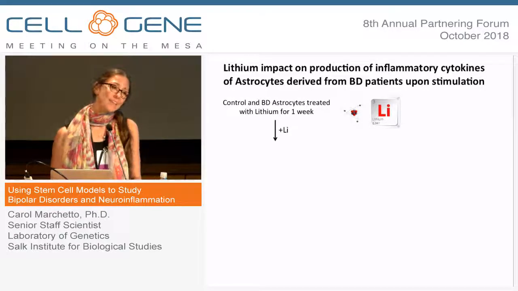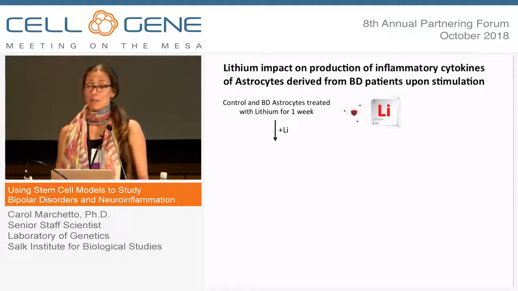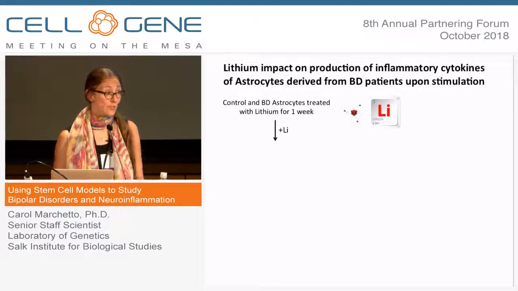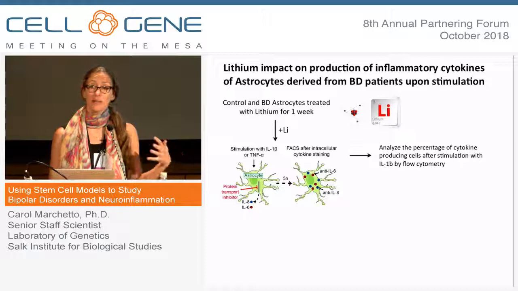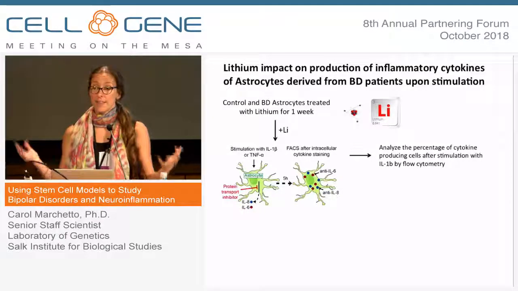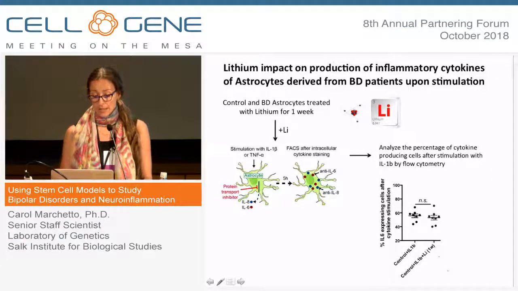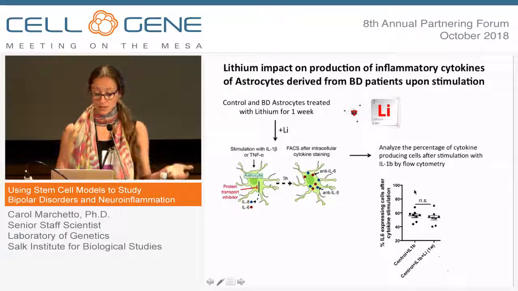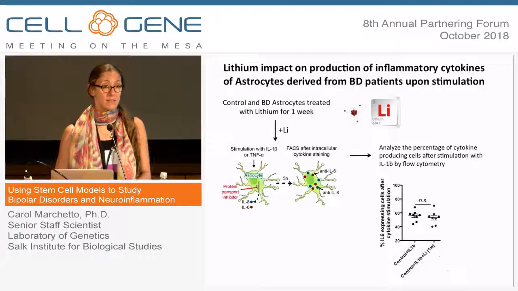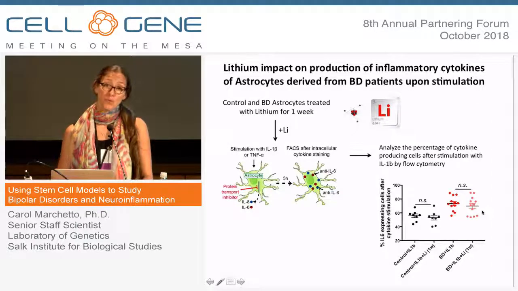We then wanted to know if lithium had any impact on activation and if there was a difference between lithium responders and non-responder patients at the astrocyte level. So we basically did the same experiment, except that we treated the cells with lithium or not. And we compared the percentage of cytokine-producing cells. When we look at just control lines, we don't see a difference after lithium treatment. The percentage of cytokines is still as high as it was before. And when we look at bipolar patients, we still see a percentage of cytokines higher than controls, and lithium didn't seem to change it.